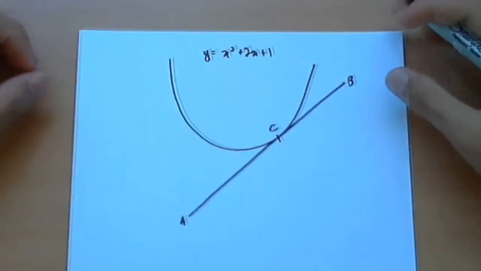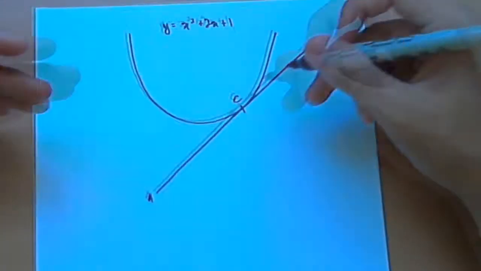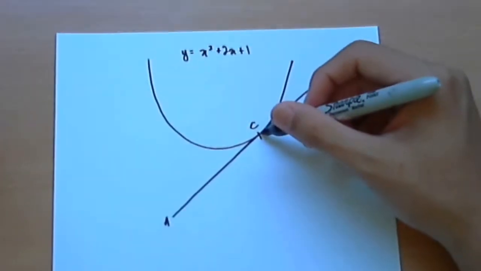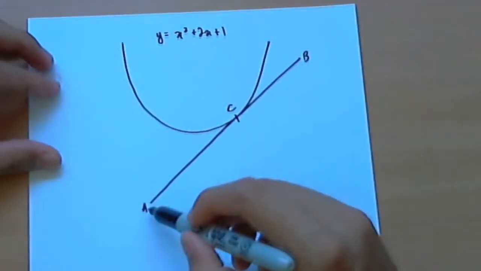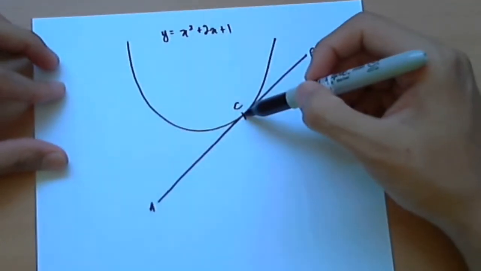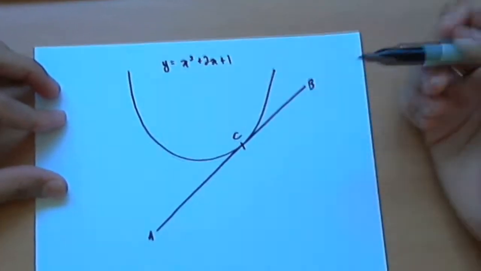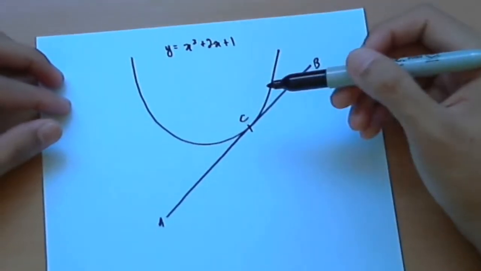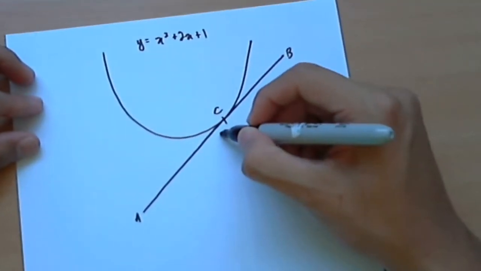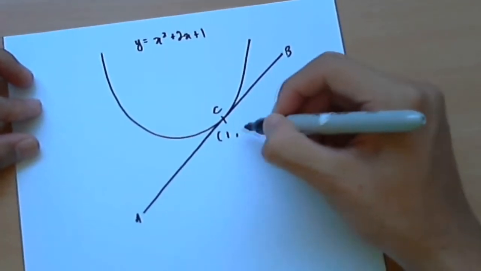So a tangent is a straight line that touches the curve at only one point, and the gradient is the same, which means the gradient of the straight line and the gradient of the curve at point C is equal. Mostly the question will ask us, what is the gradient of the curve at point C? Now let's say the coordinate given at point C is (1, 2).